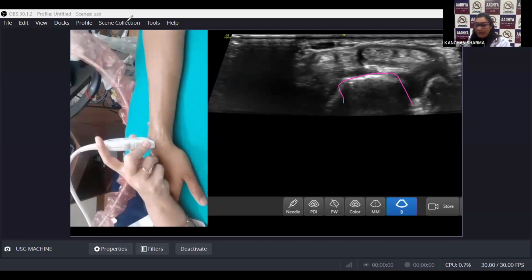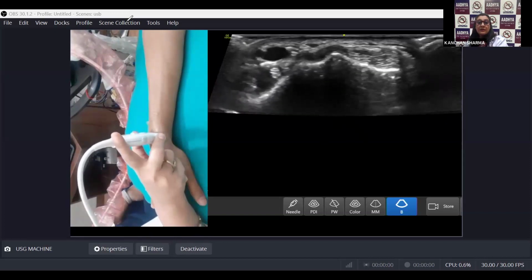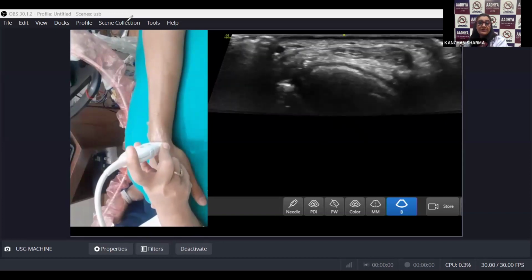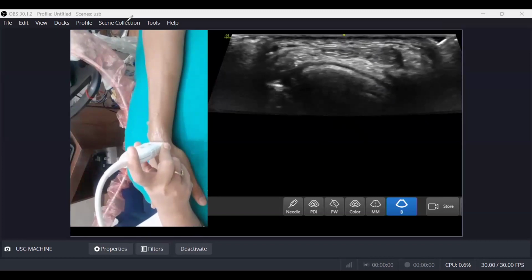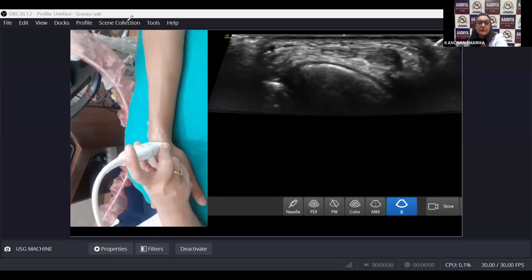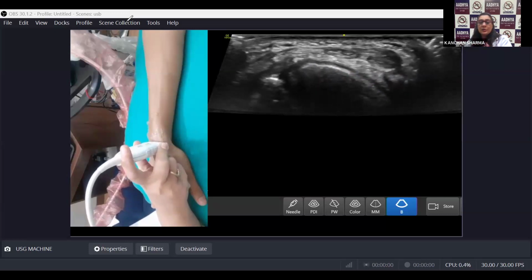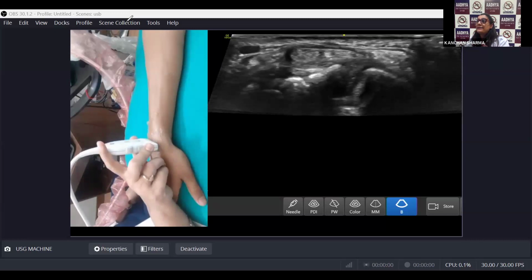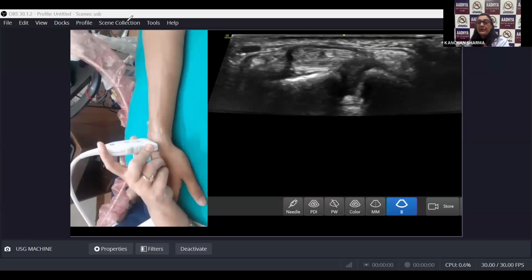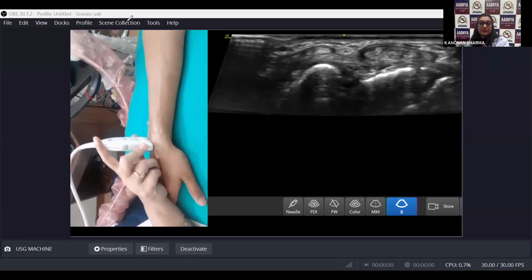But do remember, if you are moving from the Lister tubercle, the bone which you are going to get here is your scaphoid, not lunate, right? If you are moving from the radio-ulnar joint, it is the lunate, not the scaphoid. So if you want to see the lunate, you have to slide your probe towards the medial side. Then only you will be able to see the lunate. And if you slide your probe more, your triquetrum will come.